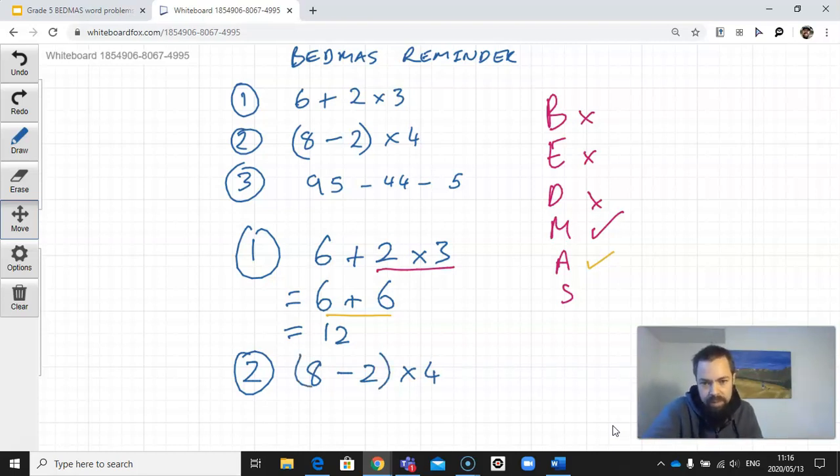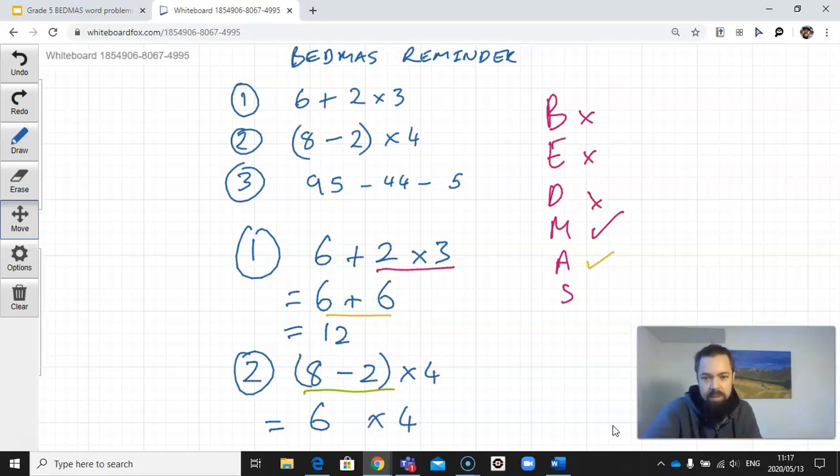So again, looking at BEDMAS on the right, I've got some brackets, so that means I'm going to start with those brackets. So what I do is I solve what was inside the brackets. 8 minus 2 is 6. I'm leaving my times 4 unchanged. I'm just rewriting it on the next line.